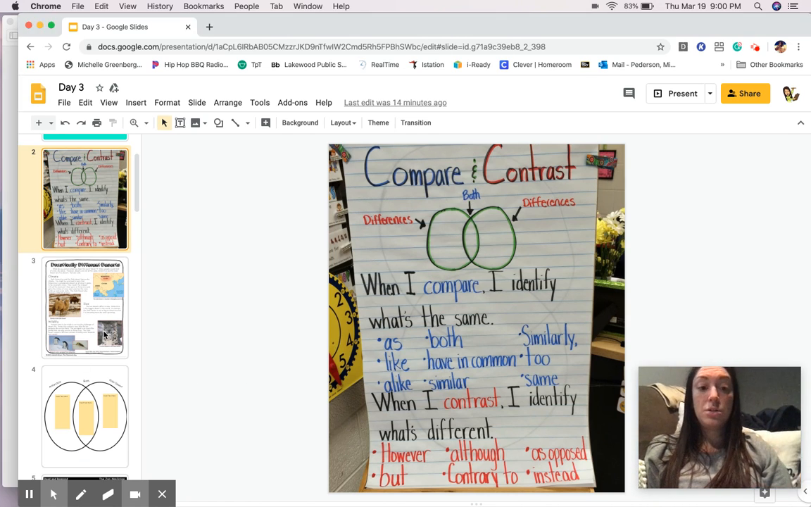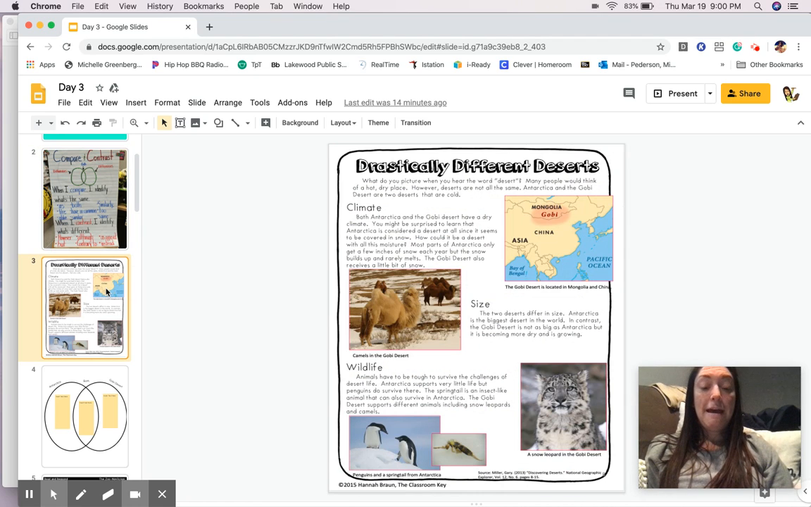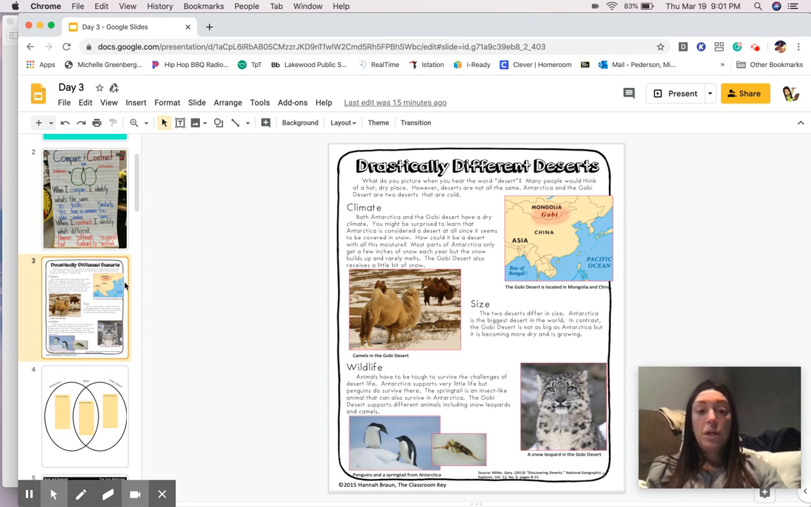Miss Peterson's going to do this one, and then you guys are going to do the next one independently. So here I go. Drastically different deserts. What do you picture when you hear the word desert? Many people would think of a hot, dry place. However, deserts are not all the same. Antarctica and the Gobi Desert are 2 deserts that are cold.